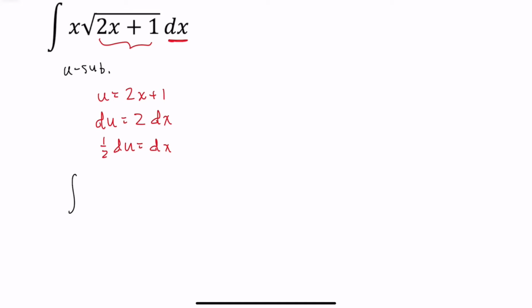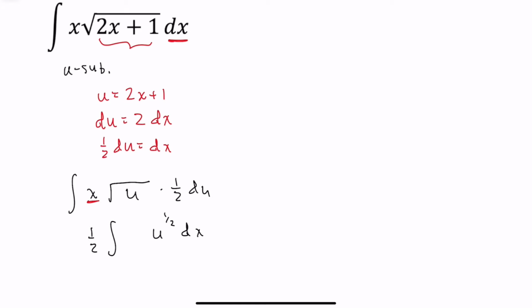Okay, so now the integral looks like this. X times the square root of u times 1/2 du. Now the 1/2 you can pull out, that's fine. And the radical u is u to the 1/2. So I'll do that. Now the issue here is this x. You don't want to mix x's with u's when doing u sub. You want to turn all x's into u's. So you want to convert this x integral now into a u integral.